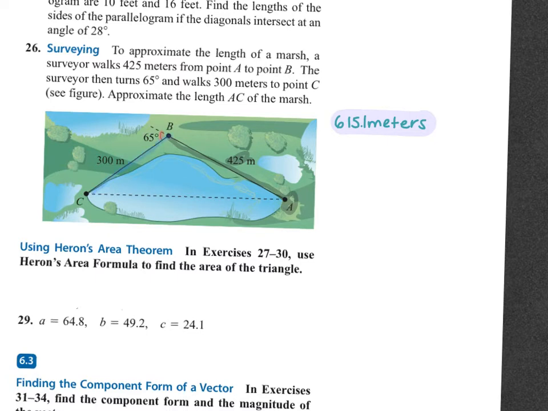So the 65 is on the outside of my triangle. How do I get the angle on the inside of the triangle? Subtract it from 180 because those two are a linear pair or form a line. That means that this is 115 degrees. So if I want to know AC, which is here, I can say that X over the sine of 115 would equal, this is law of cosines, not law of sines.